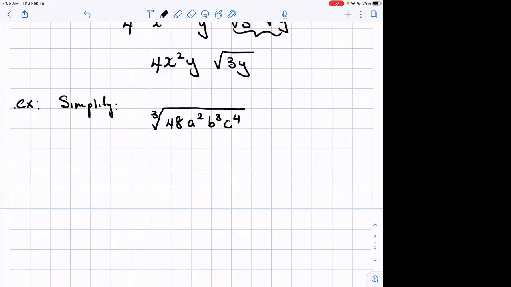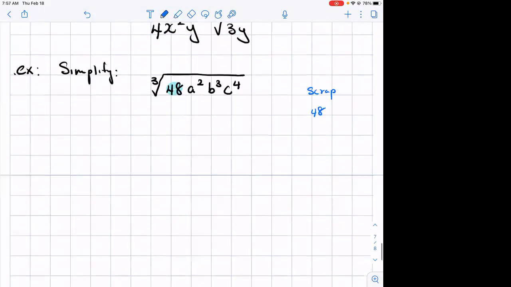So is 48 a perfect cube? We want to find out, is 48 a perfect cube? Is there a number that when you multiply it by itself, you get 48? And that's what we're looking for. So 48 is not, right? 48 is not a perfect cube, but we can simplify. Let's look at some scrap work on the side, so at least you see what I'm doing.